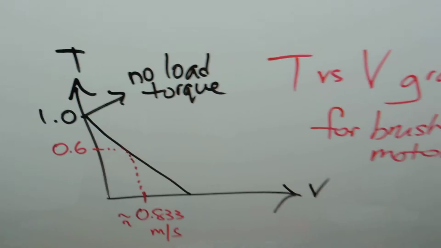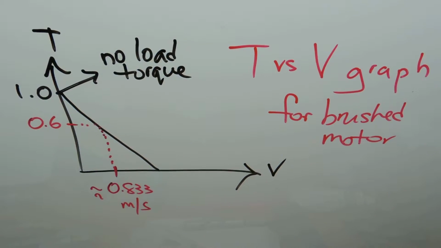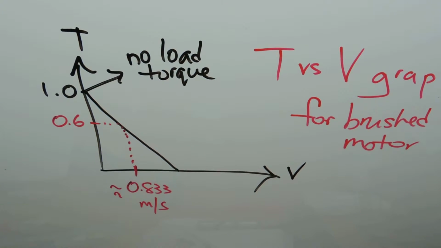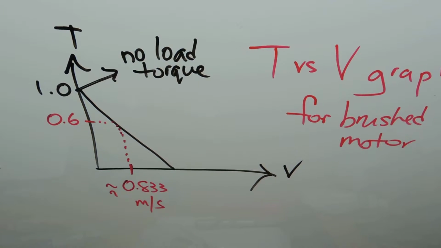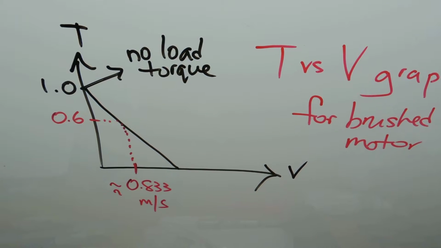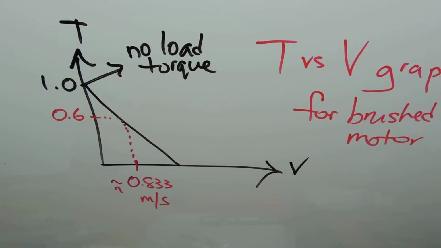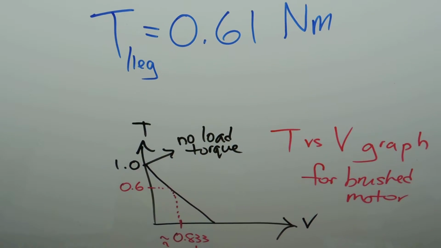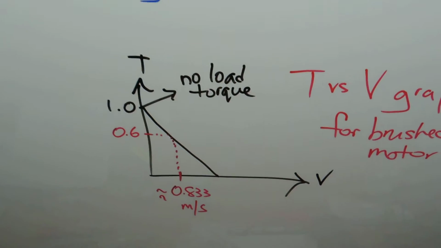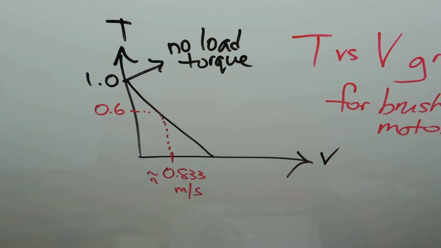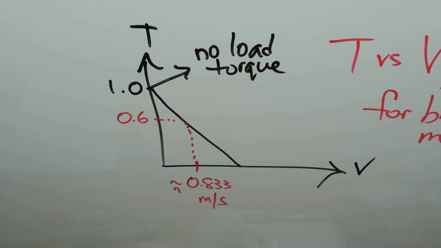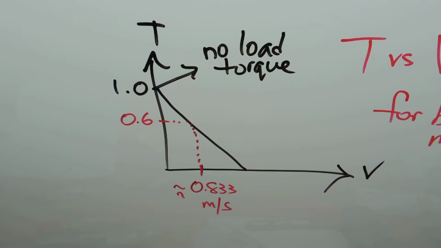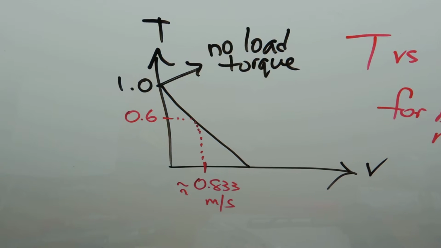Okay, this is a torque versus velocity graph. In this graph, when you give the required torque, you will get the respective velocity along the graph. So for example, we have a 0.6 Newton meter torque, and we compare that to the motor's graph. We are getting around 0.833 meter per second.